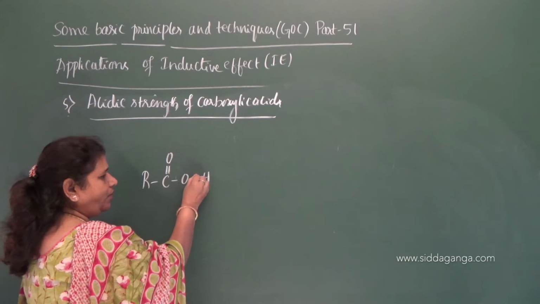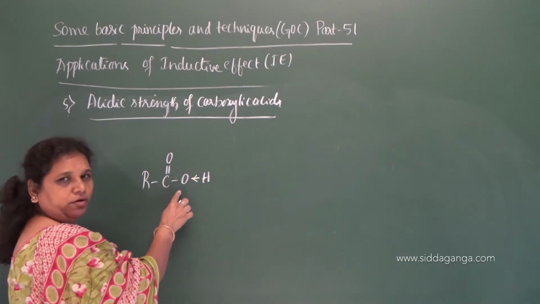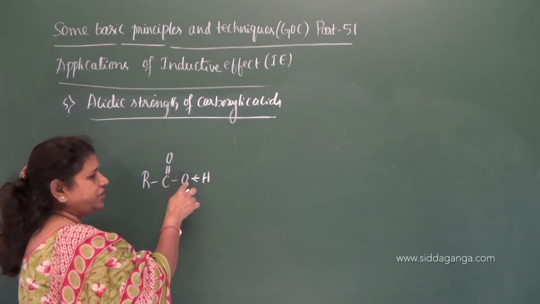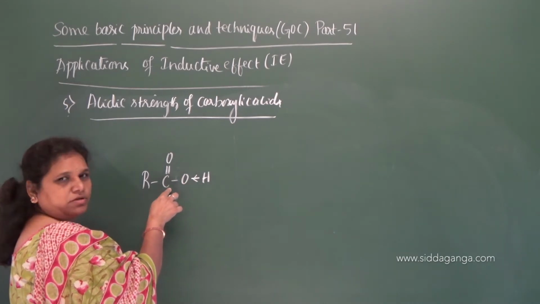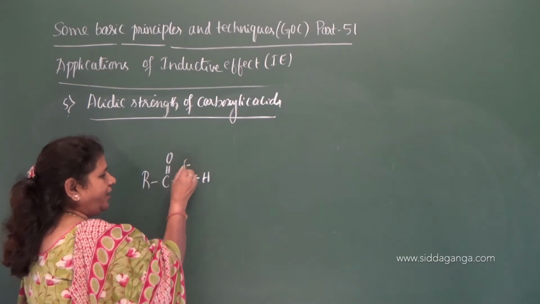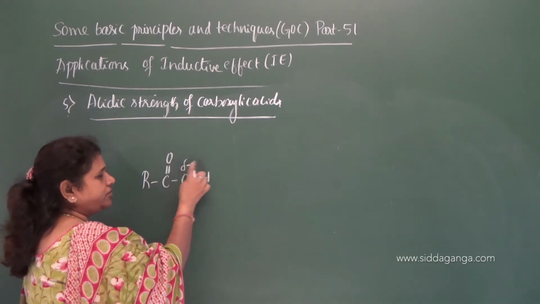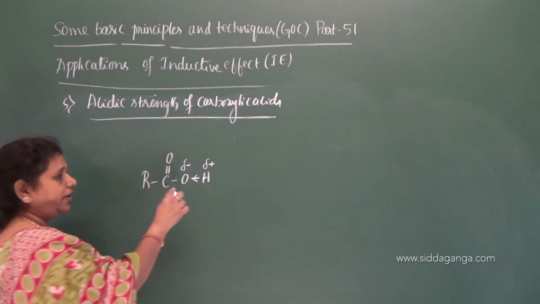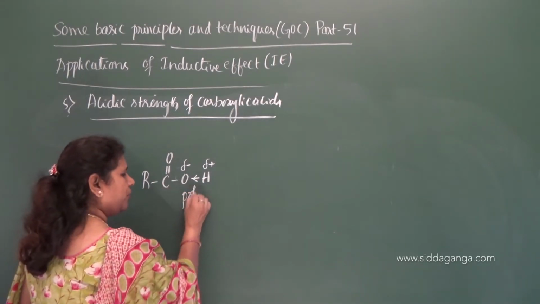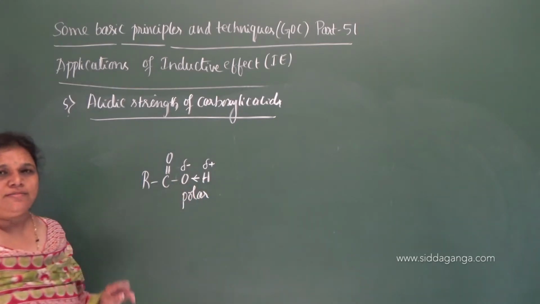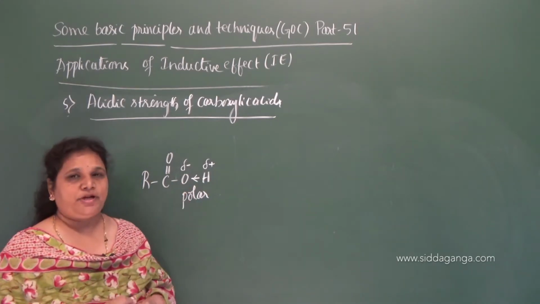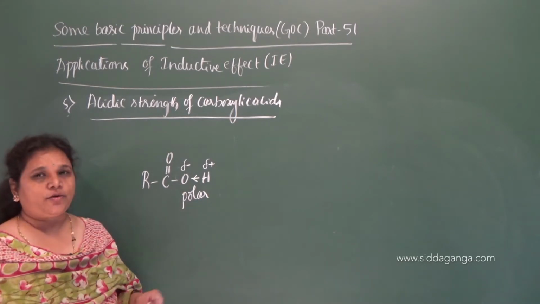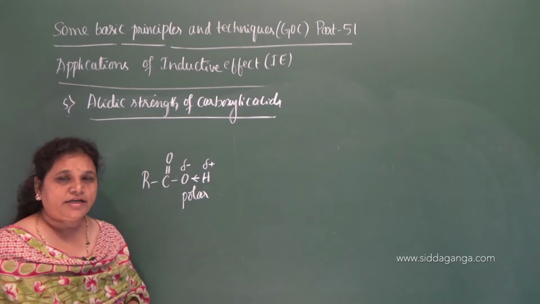Therefore, it withdraws the bonded pair of electrons, or the displacement of the sigma electrons between oxygen and hydrogen takes place towards the oxygen. This gets the negative charge and hydrogen possesses a partial positive charge. Then the OH bond becomes polar here. The bond becomes polar because there is a charge separation between oxygen and hydrogen. Since oxygen is more electronegative, it acquires a partial negative charge.